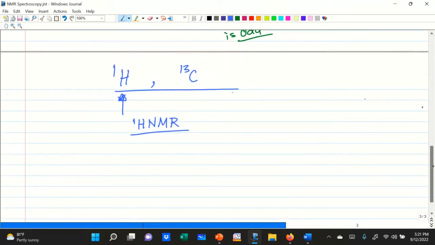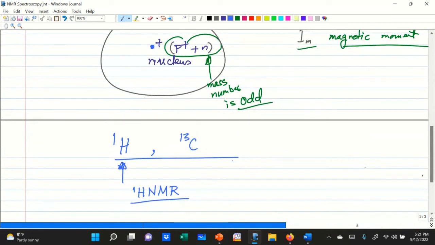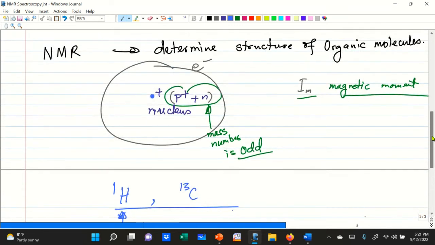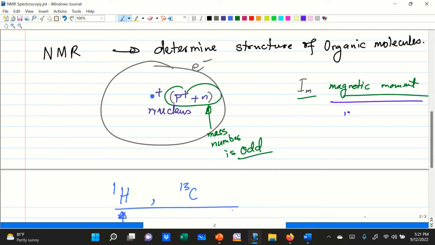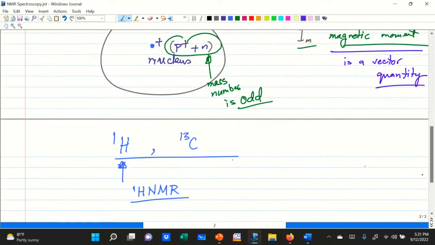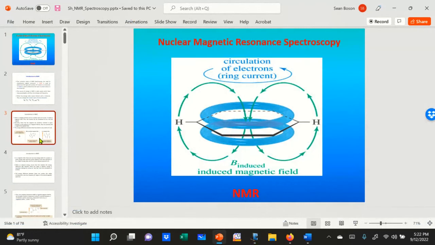So the spinning nucleus, having a spin moment, acts like a magnet. This magnetic moment is a vector quantity, meaning it has both direction and value. However, in normal circumstances, in a molecule, all the hydrogens have their own spin moment, their own vector, and they are entirely random. So let me resort to some of these pictures.